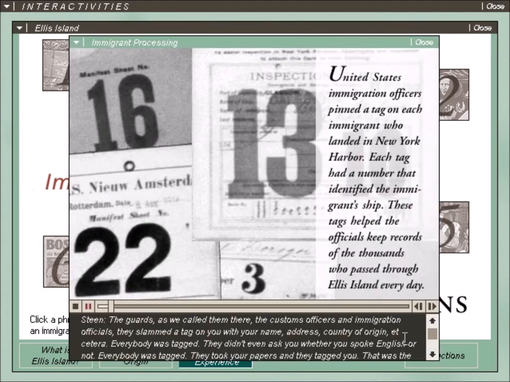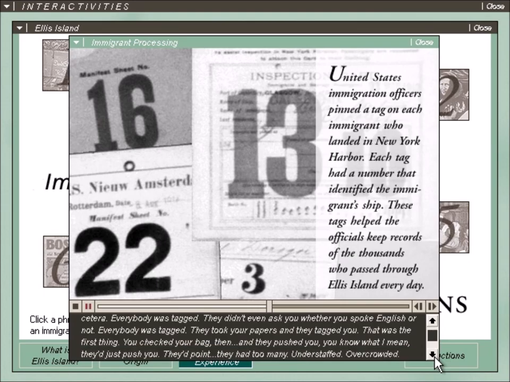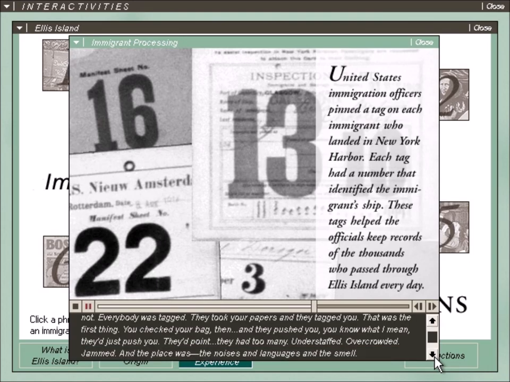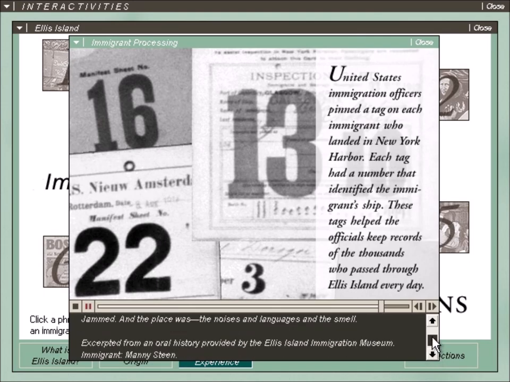The guards, as we called them there, the customs officers and the immigration officials, they slammed a tag on you with your name, address, country of origin, etc. Everybody was tagged. They didn't ask you whether you spoke English or not. They took your papers and they tagged you. That was the first thing. You checked your bag. Then they pushed you. They'd point. They were too many, understaffed, overcrowded, jammed. And the place was the noise and the languages and the smell.